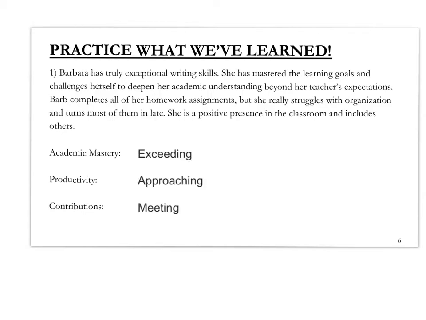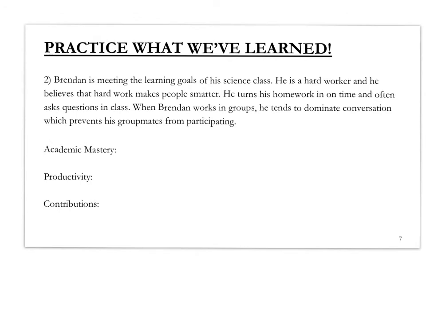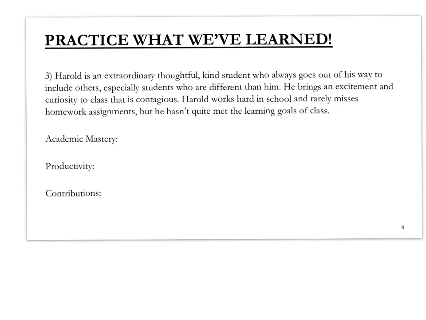Possible grades for Barbara would be academic mastery, exceeding, productivity, approaching, contributions, meeting. Go ahead and hit pause and read the scenario from Brendan. Possible grades for Brendan would be academic mastery, meeting, productivity, meeting, contributions, approaching. Finally, press pause and read the scenario for Harold. Possible grades for Harold would be academic mastery, approaching, productivity, meeting, contributions, exceeding.